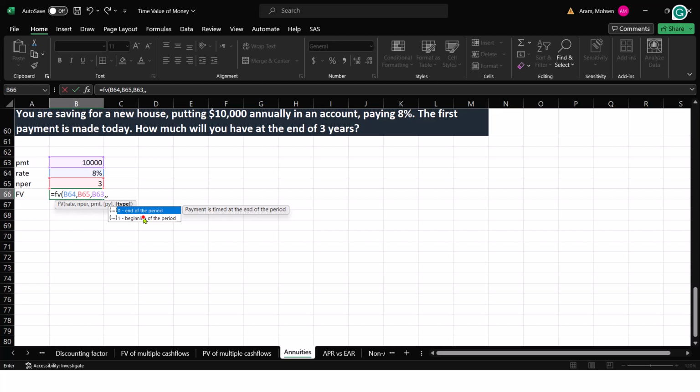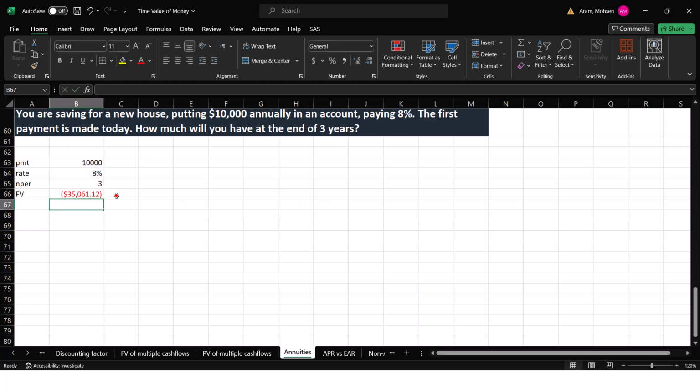Because if you put 0, it assumes that the payments happen at the end of the period. If you put 1, it assumes that payments are at the beginning of the period, or your annuity is annuity due. So we do 1 here. Put 1, then close the parentheses. You'll have the same answer.